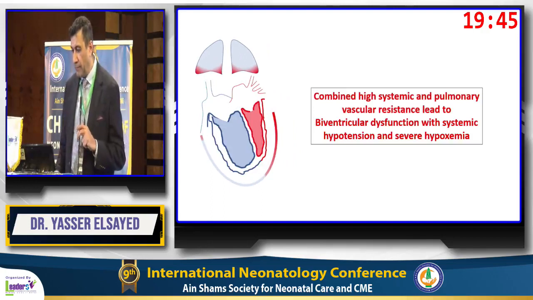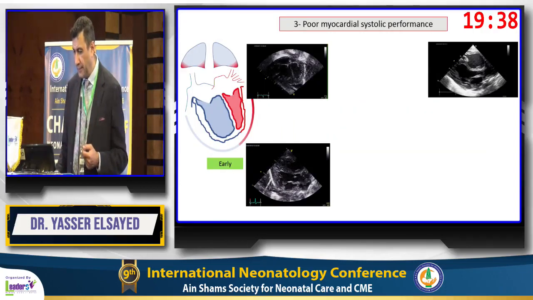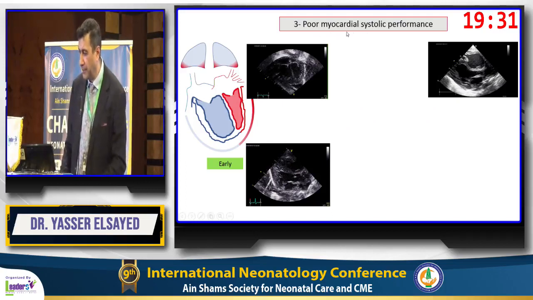And then we have the combined, where both systemic and pulmonary vascular resistance are really high, as we explained in the previous presentation. And I have some images for the third factor, which is poor myocardial systolic performance. That can be secondary to high afterload as well. So the ventricles are really tired from contraction, and there is no good squeezing. The volume at the end of systole is almost the same as the volume at the end of diastole, and you have very poor heart performance here.